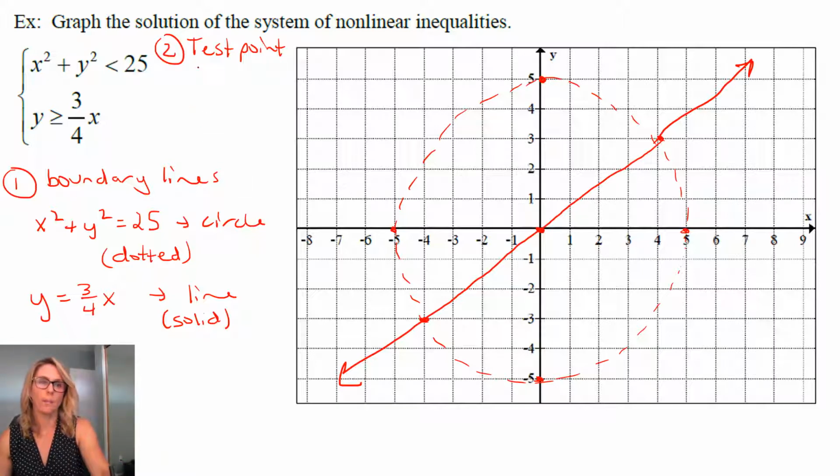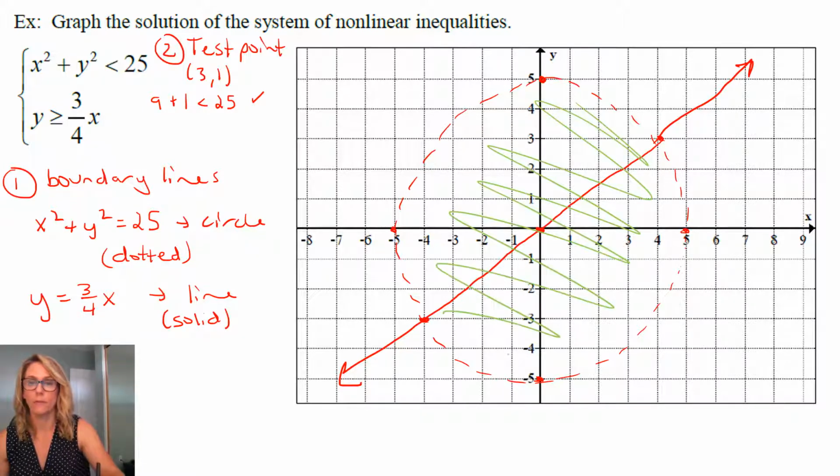So I'll do a test point here. I don't want you to think I'm not doing a test point. So let me do 3, 1, and that gives us 9 plus 1. Is that less than 25? It is. I'll do this again where I do the whole thing and then erase some, so don't shade yet, but it is telling us that for the circle piece, we want everything inside the circle.